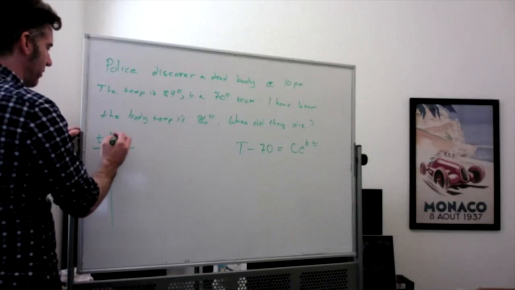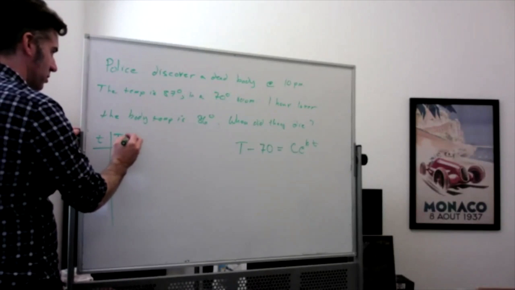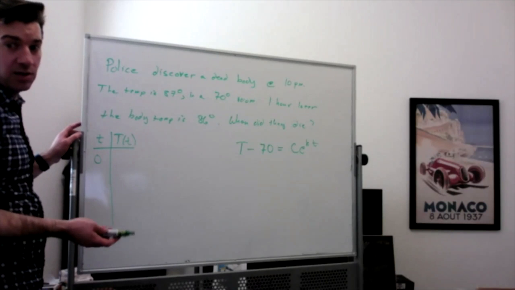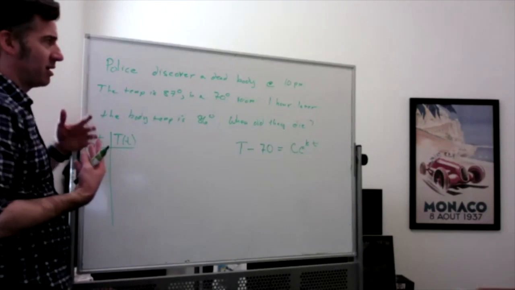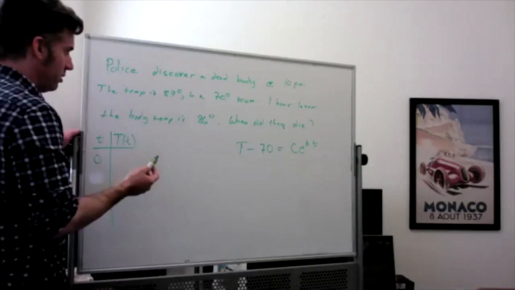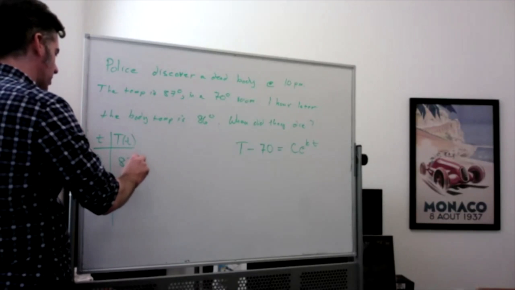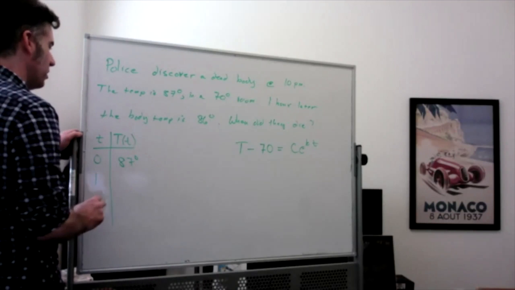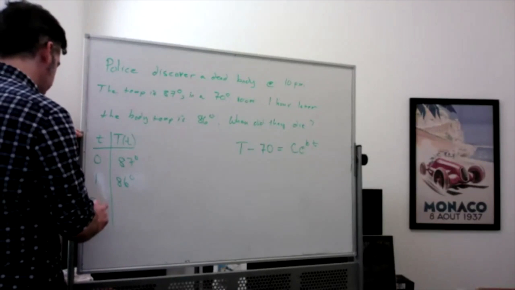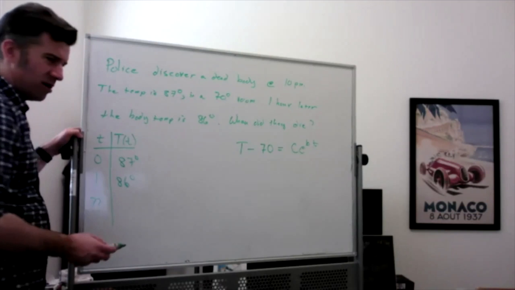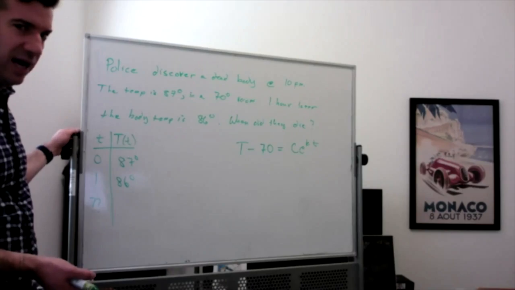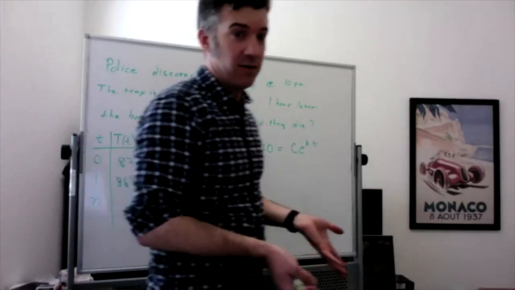So I've got my time and I've got my temperature. At time 0, which is 10 p.m., you could say 10 p.m., but it's easier if you start with the initial time being time 0. So time 0, the body is 87 degrees. And then at time 1, the body is 86 degrees. And we want to know at what time. What temperature should the body be if I'm trying to figure out the time when they died, meaning the last time they were alive?